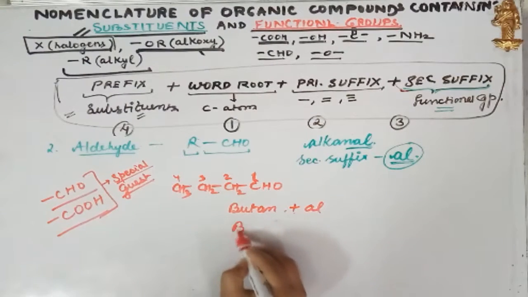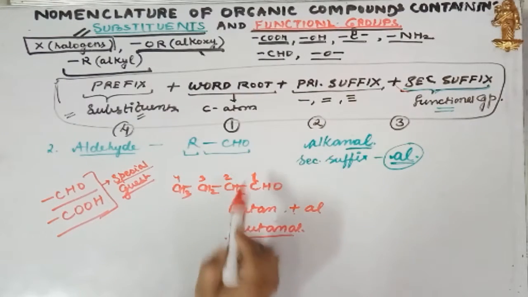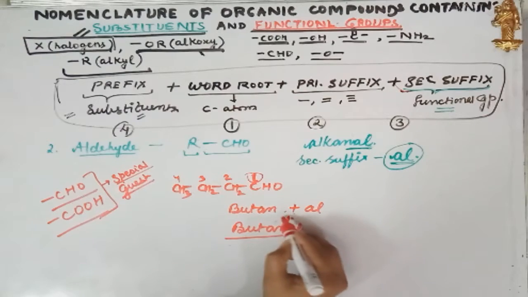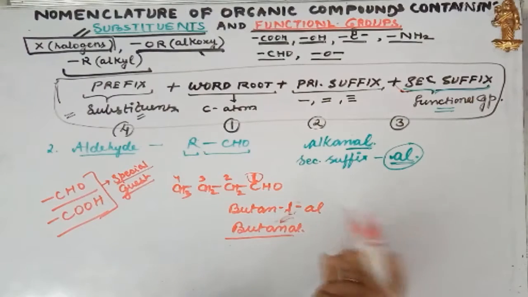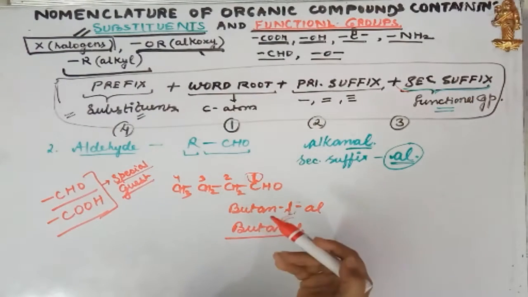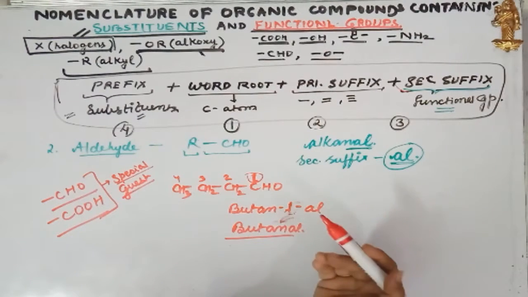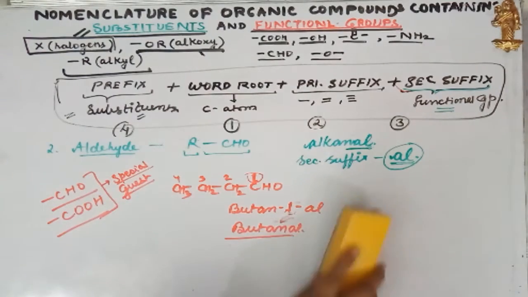So the name of this compound becomes butane plus al, but because the final "e" has to be omitted, the name becomes butanal. And as I have told you, this will always be 1. We don't need to mention 1 again and again in the name. If the position of a functional group is 1, we can omit the position. If nothing is written, it means it is position 1. Are you clear? Let us take one more example of this kind of compound, the aldehyde.